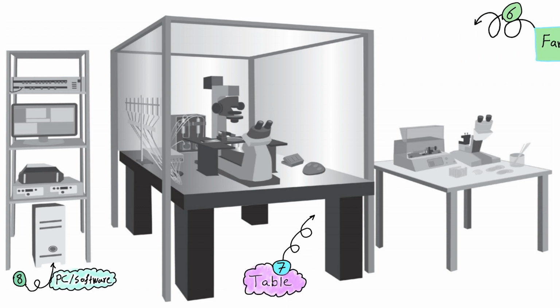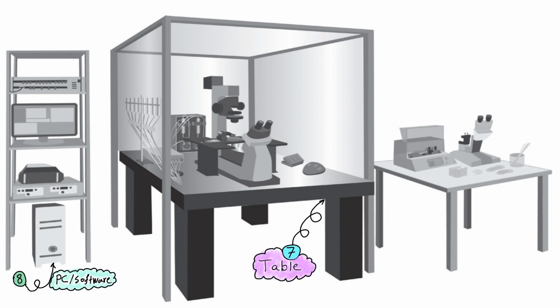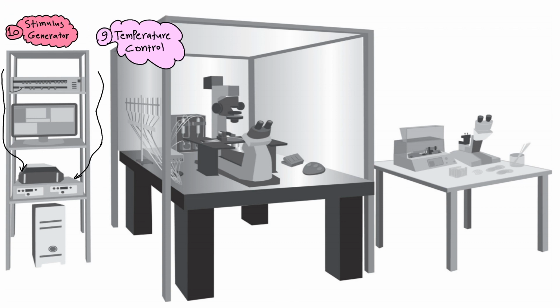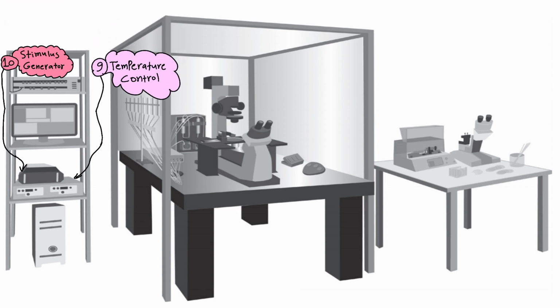The seventh is the table. An anti-vibration table is required to compensate for vibrations which can disturb the recordings, because even small vibrations in the picometer range can break down the seal. Eighth is the PC and software. A powerful software to control the amplifier, record and analyze data is a critical tool to produce solid results. The ninth is temperature control, to run the experiment at a constant temperature or to perform a temperature-dependent recording.